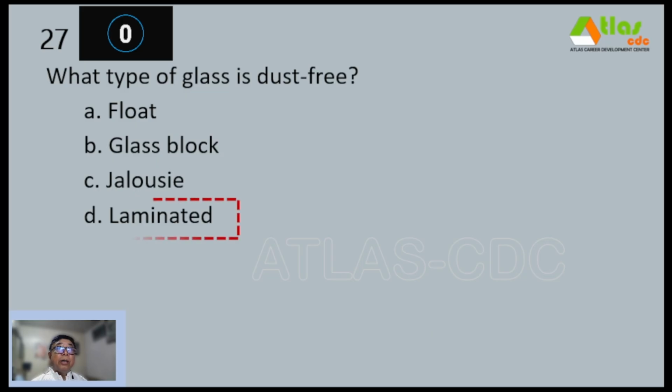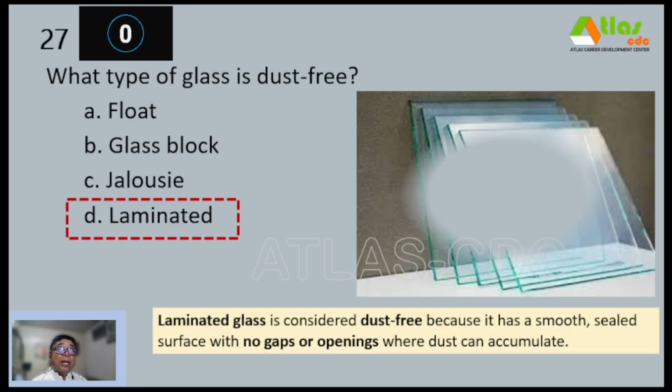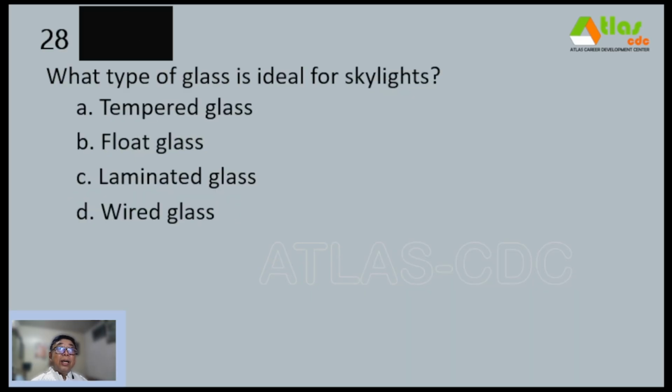And our correct answer is letter D, laminated. So laminated glass is considered dust-free because it has a smooth, sealed surface with no gaps or openings where dust can accumulate. 28. What type of glass is ideal for skylights? A. Tempered glass. B. Float glass. C. Laminated glass. And D. Quartz glass.